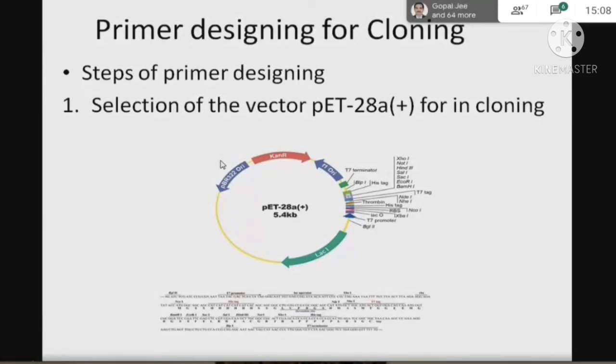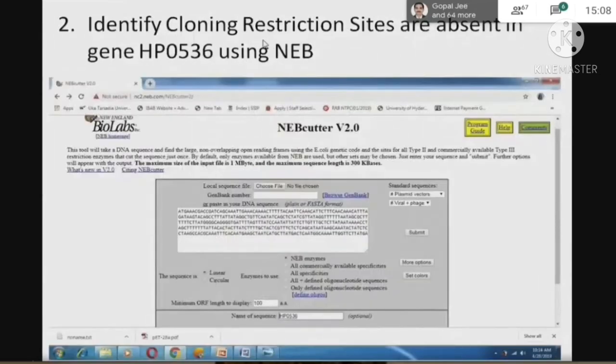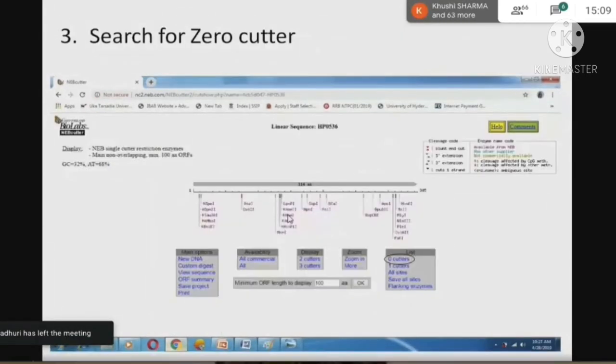So suppose this is our pET vector. Then you identify cloning restriction sites which are absent in this gene. Through NEBcutter we can search, as I have shown you already. We can search restriction sites which are absent in our gene. Here you can see these are sites which are present, but we have to search for the sites which are absent. So we click on zero cutters, and we will get a list of enzymes which are absent in your gene.